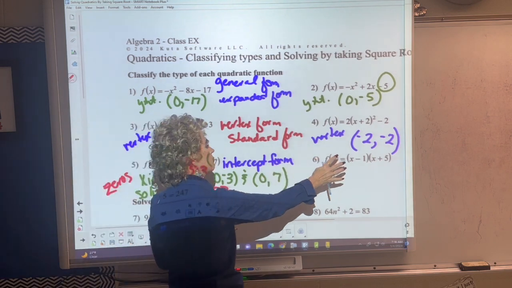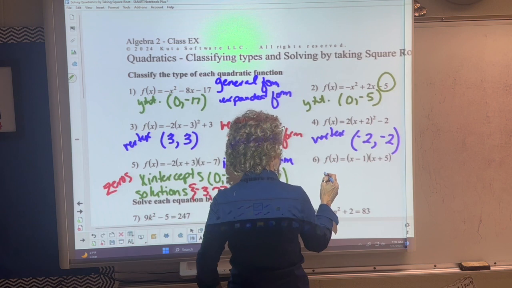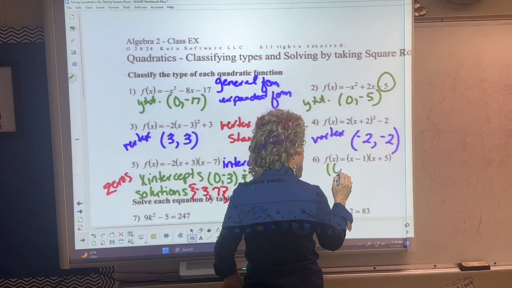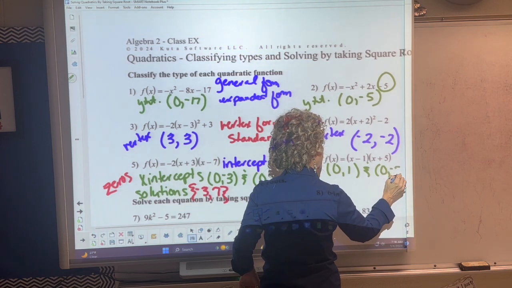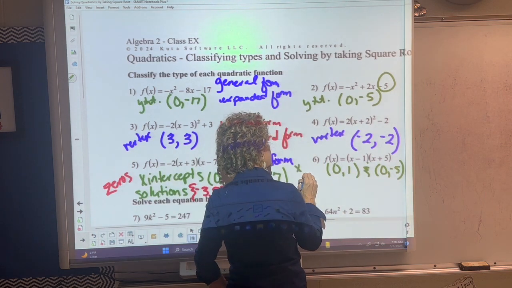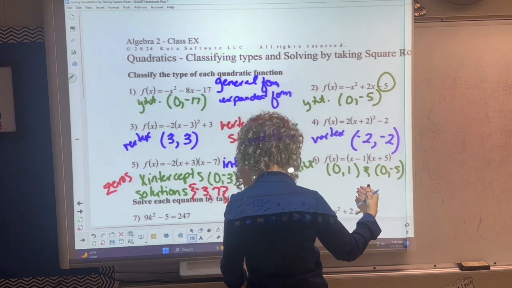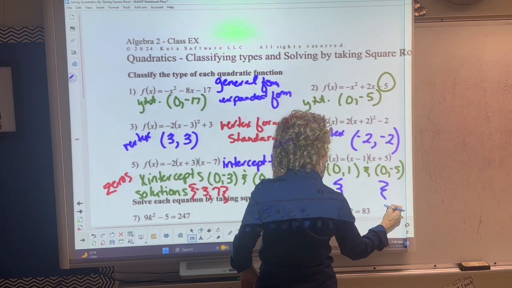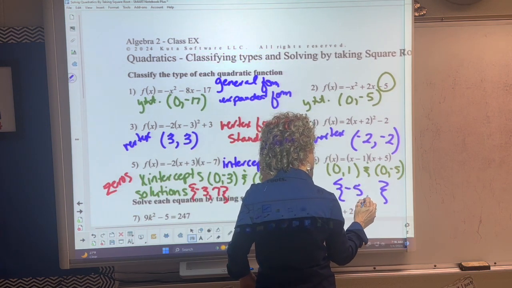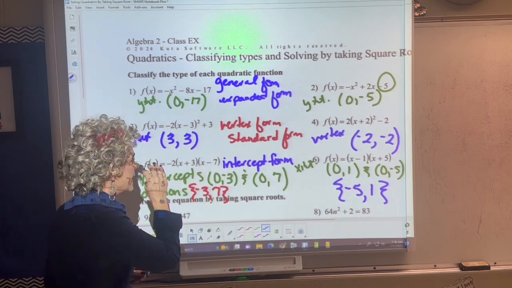Okay, this one right here, our x-intercept, I'll write it in the green. Our x-intercepts right here are (1, 0) and (-5, 0). So we have our x-intercepts here. X-intercepts are also called zeros or solutions. If we're talking about zeros or solutions, we list them in solution set form, least -5 to greatest of +1. So that's what we have in those.